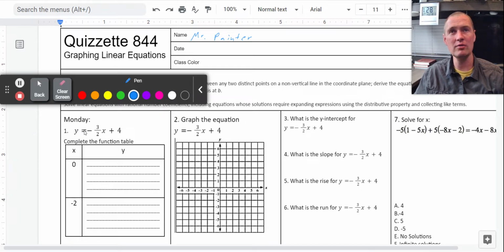Monday, y equals negative 3 over 2x plus 4. So the name of the game here is we're going to take x and plug in whatever value of x we have here. So in this case, we got y equals, first step, I'm going to copy down the problem, negative 3 over 2x plus 4. So next step, I'm going to go ahead and put in 0 for x.